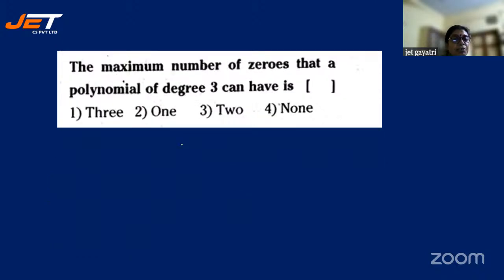Perfect. See the next question. The maximum number of zeros that a polynomial of degree 3 can have is dash. Right? So it should be 3 because of the degree 3.